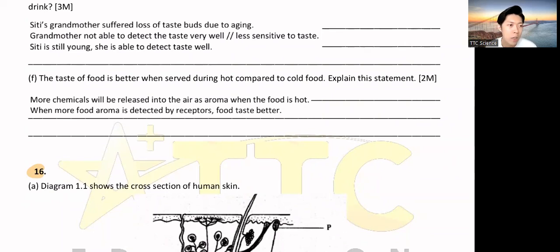So first mark, hot food, more chemicals released into the air, or more aroma, or more vapor released into the air. So then number two, the receptors will detect the aroma and food tastes better, something like that.